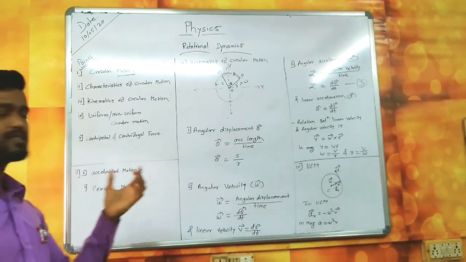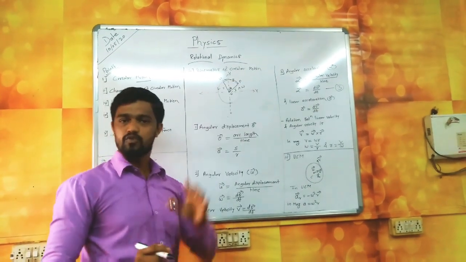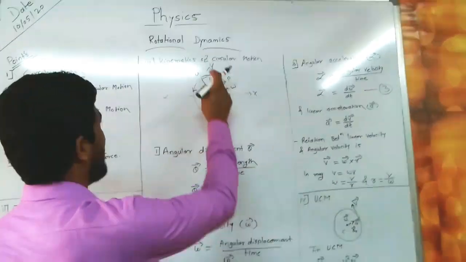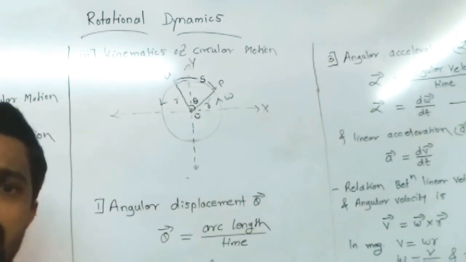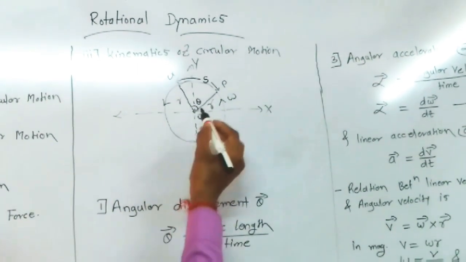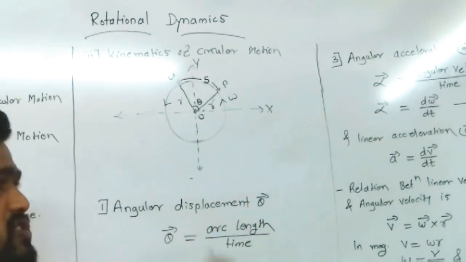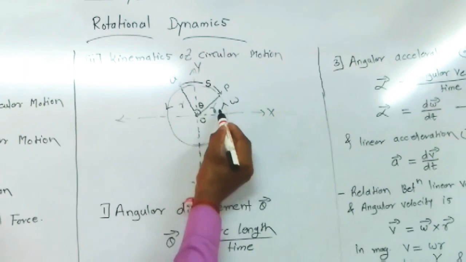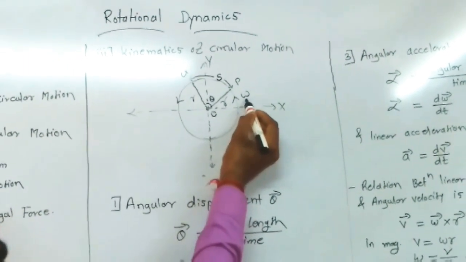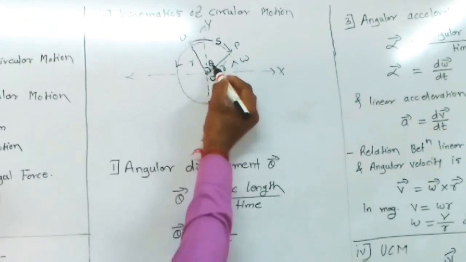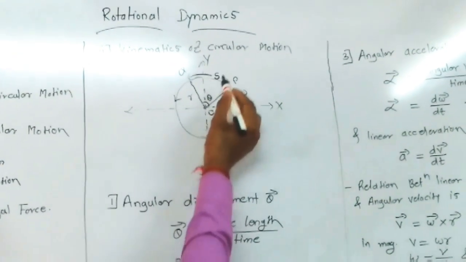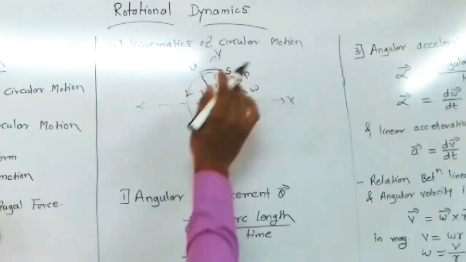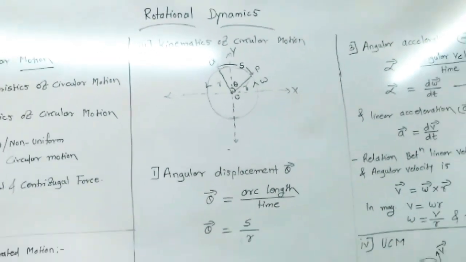Okay. So third one is kinematics of circular motion. Let us see a diagram here. This is your xy plane, and this is your circle having center O. Radius is R. Omega is defined as angular velocity. Theta is defined as angular displacement. S is defined as the arc length between P and Q. P and Q are the two points.